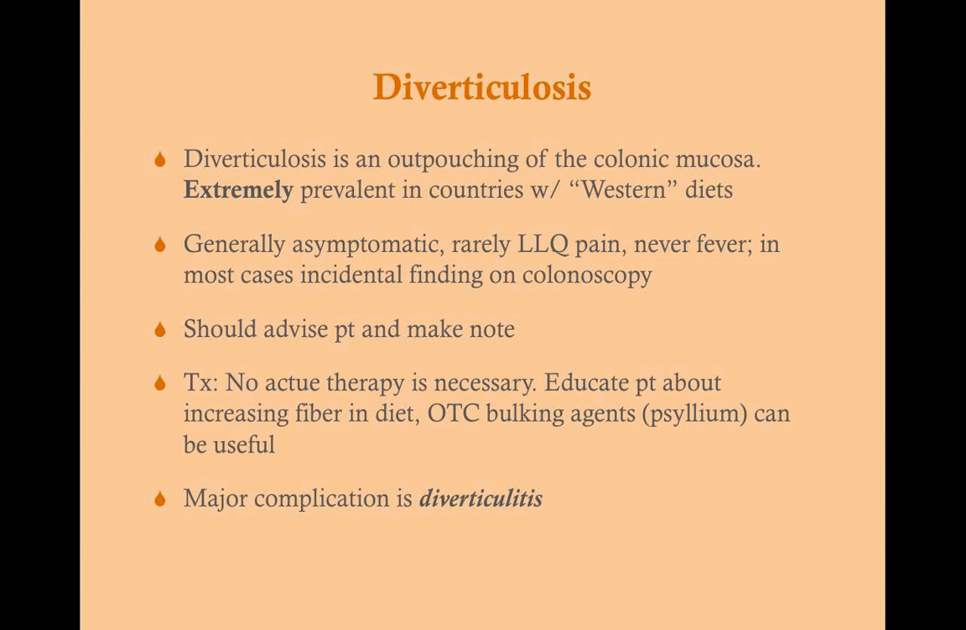When you find a diverticulum on colonoscopy, you should make note of it, and you should certainly advise the patient, because the fact that they have a diverticulum puts them at risk for diverticulitis. There's no acute therapy necessary for diverticulosis, but you should educate the patient about increasing fiber in the diet and possibly using over-the-counter bulking agents like Metamucil or psyllium husks. Those can be useful for reducing the probability of developing another diverticulum. It won't get rid of the current diverticuli, but it will reduce your risk of developing further diverticuli.